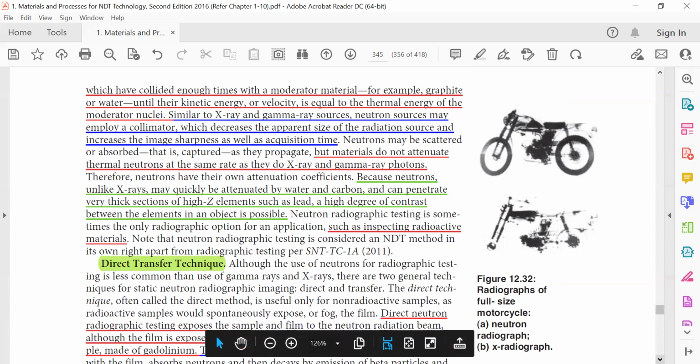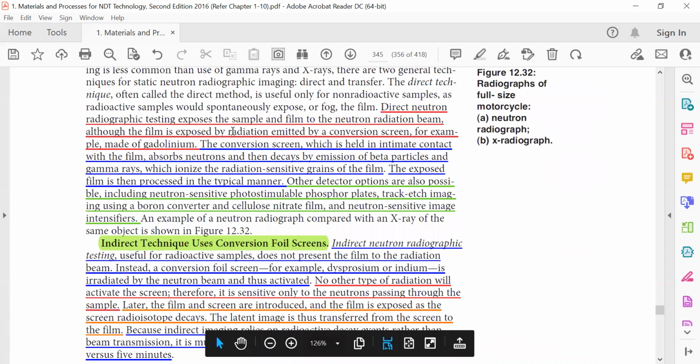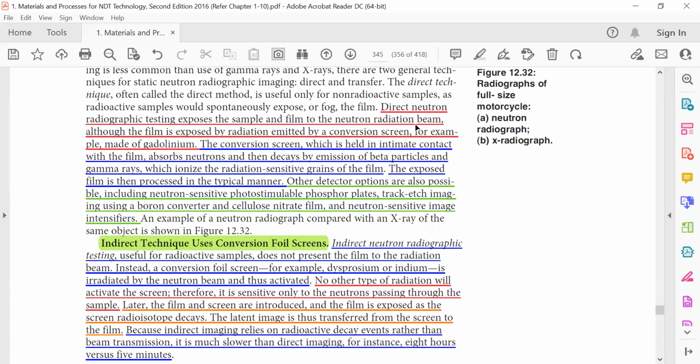Direct transfer technique. Direct neutron radiographic testing exposes the sample and the film to the neutron radiation beam. The film is exposed by radiation emitted by a conversion screen, for example made of gadolinium. The conversion screen, which is held in intimate contact with the film, absorbs the neutron and then decays by emission of beta particles and gamma rays, which ionize the radiation sensitive grains of the film.